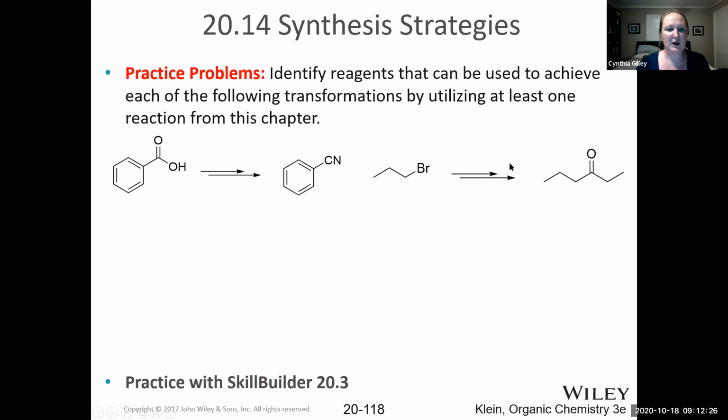Okay. Let's do a couple of practice problems with different multi-step syntheses. The practice problem asks you to identify reagents that can be used to achieve each of the following transformations, and make sure to utilize at least one reaction from this chapter. I put that in there because, of course, you might think of ways to convert this alkyl halide to this ketone using reactions from previous chapters, and that's great. You definitely can do that. But we want to identify a synthesis that uses at least one reaction from the chapter as well as an alternative to that other method. So go ahead and pause and practice or see what you can come up with, and then we'll talk about it.